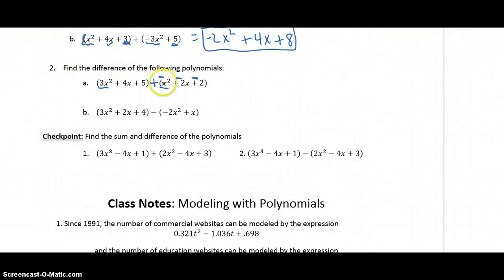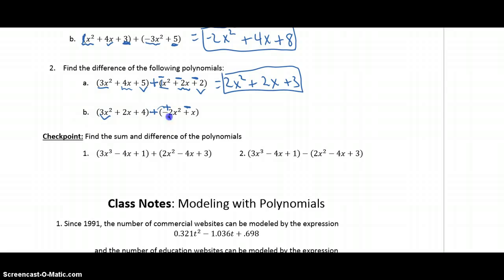So 3x squared minus 1x squared would be 2x squared. The 4x minus the 2x would just be 2x. And 5 minus 2 would be 3. So if I'm going to subtract, I can change this actually to a plus sign, and I'll remember to subtract that x. So again, it's like distributing the negative.